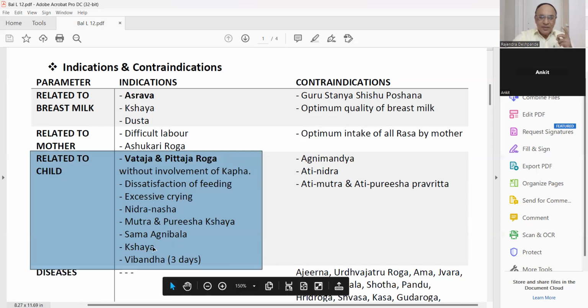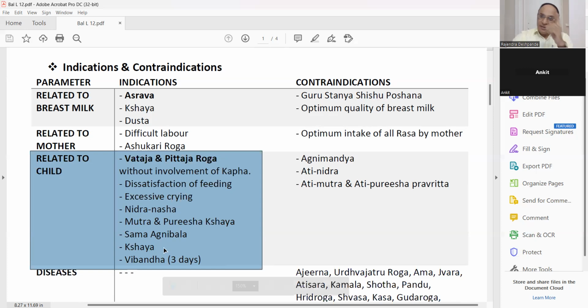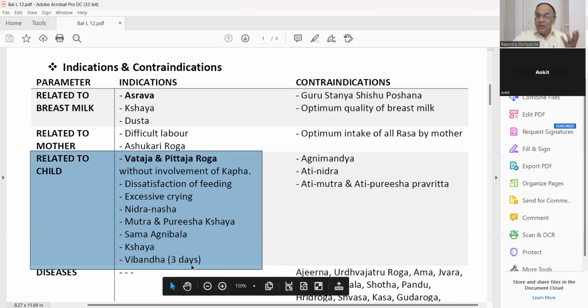Then, Sama Agni Bala. If the agni, digestion, is good, then you can give the lehana. Kshaya, tuberculosis, weight loss, milestones delayed, give the supplement, lehana. Vibandha, constipation for a minimum of 3 days, give the lehana.